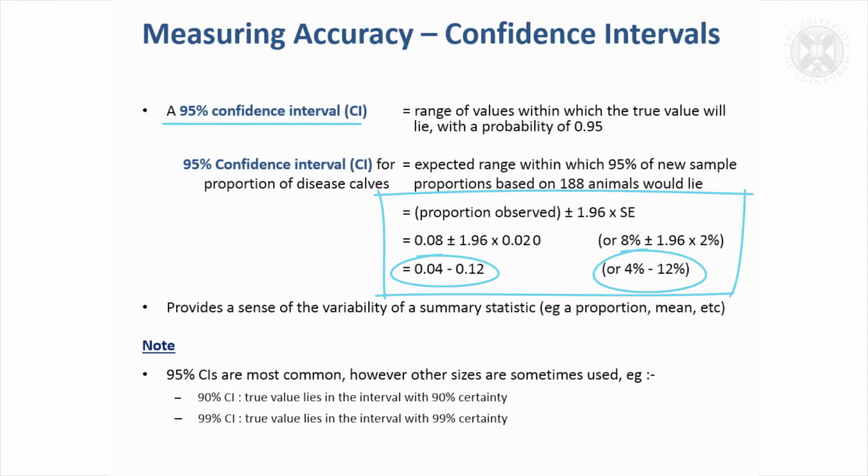So if we did another study, we'd be 95% sure that the number of diseased calves would be between 4 and 12%. So quite a large difference.